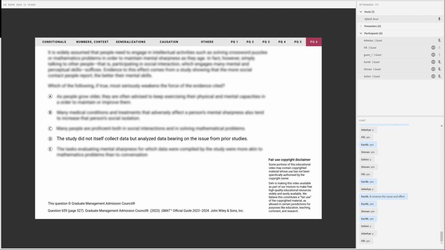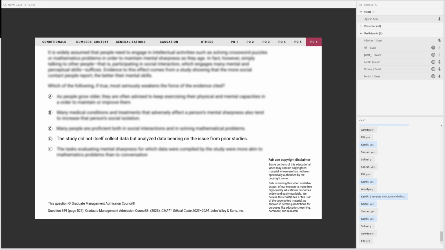All right, let's take a look at D. Now, interestingly, a lot of people mark option D. Let's read it. The study did not itself collect data, but analyzed data bearing on the issue from prior studies. What do you guys think about this? Keep in mind, a lot of people mark D and E on this one. How would we take option D out?